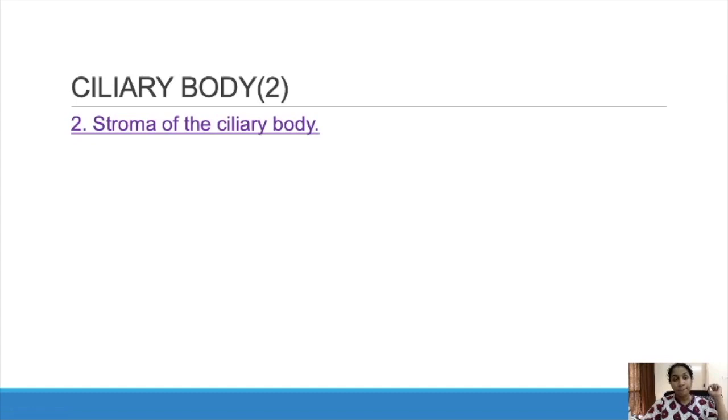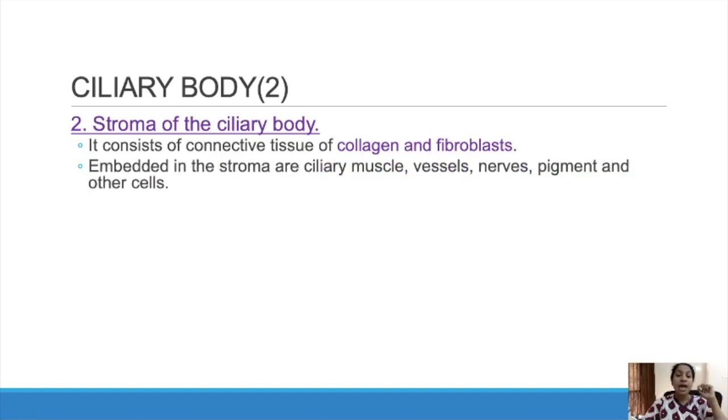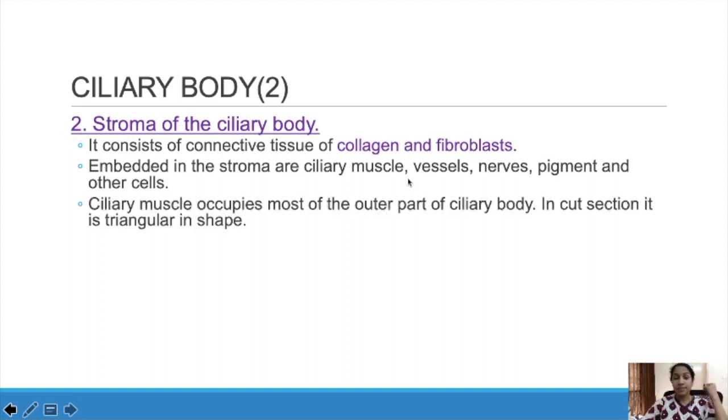And the second layer is the stroma of the ciliary body. So supraciliary lamina is the first layer. The second layer is the stroma of the ciliary body. It is made of connective tissue of collagen and fibroblasts, and embedded in the stroma are ciliary muscles, vessels, nerves, pigments and other cells. So here also in the stroma there are ciliary muscles, vessels, nerves and pigments.